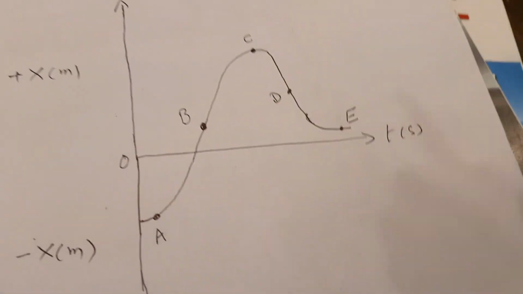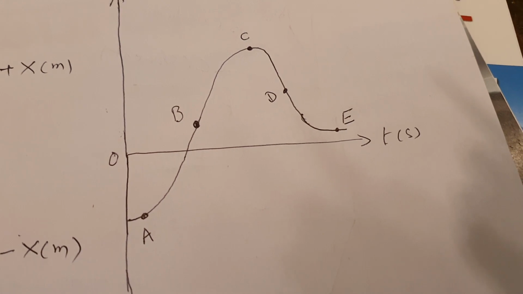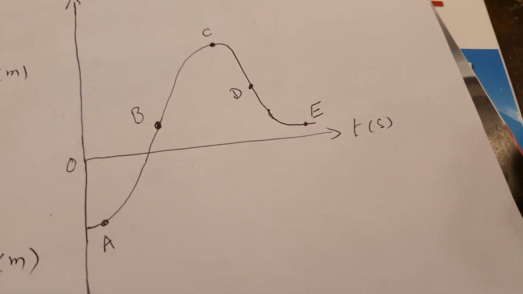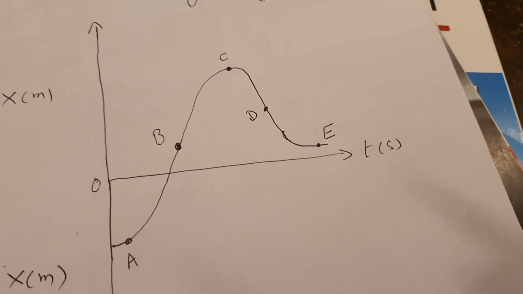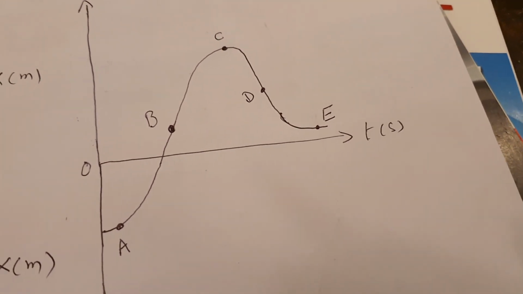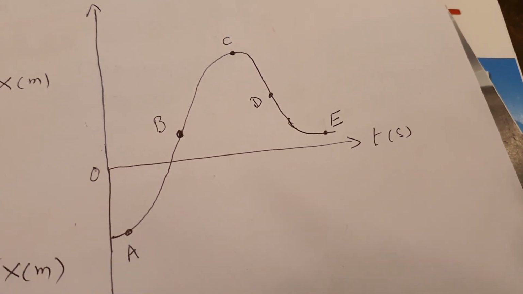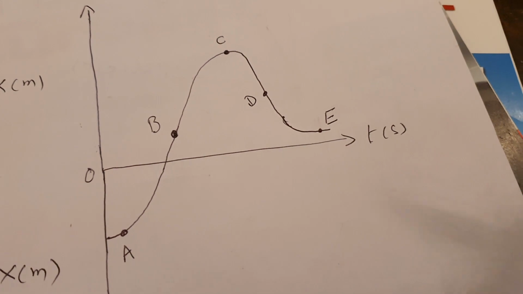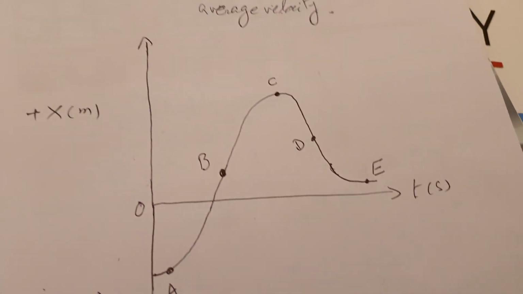So you have to describe the motion, whether the object is going towards the right hand side or towards the left hand side, and its velocity, its motion, whether you are calculating a constant velocity, instantaneous velocity, or average velocity, right?